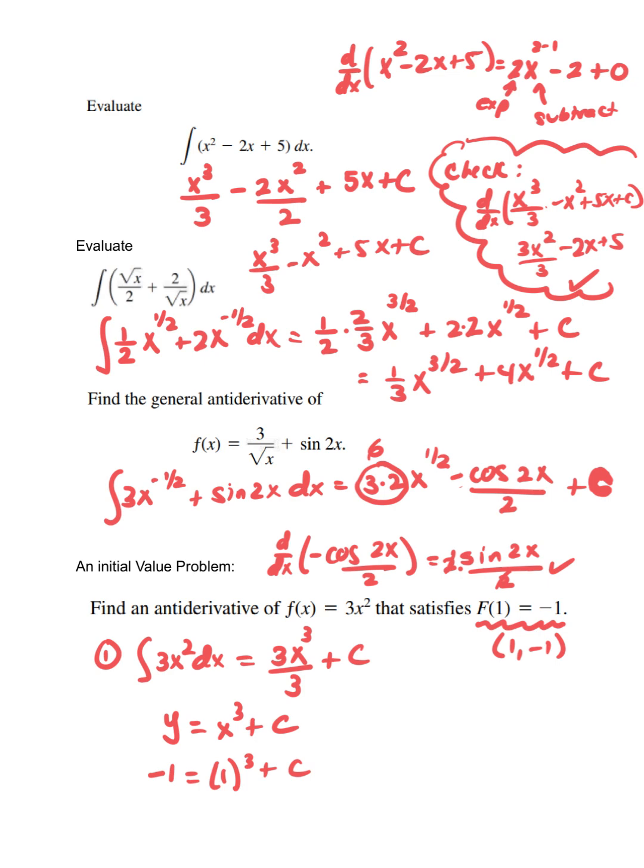So I can go ahead and substitute that point in for x and y. And then I find out that c would be equal to negative 2. That means that the specific antiderivative, the answer to the initial value problem, would be y equals x cubed minus 2, because that's what I just found c to be for this particular case.